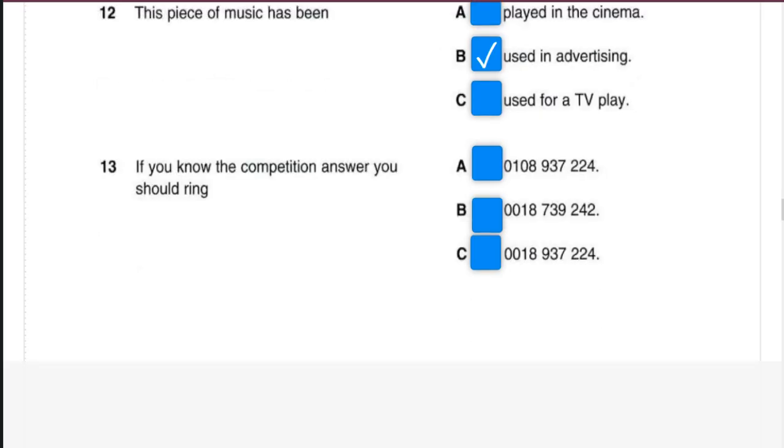So that's 4 things to remember. And the phone number to ring, if you can give us the title of the music and the name of the man who wrote it, is 0018 937 224. And the piece of music is coming up now.